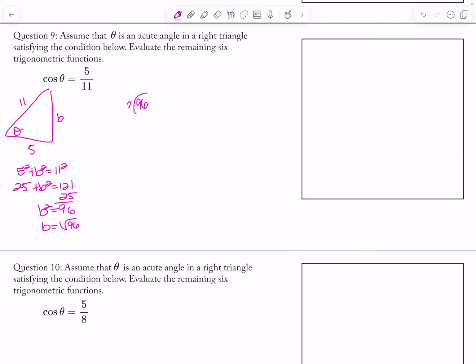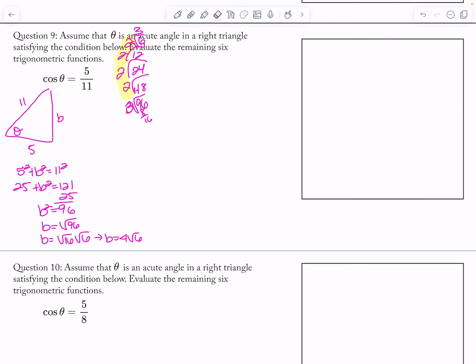So 96 is divisible by 2. Well, it's also divisible by 3 too. So 4, 8, 16, 8, 2, and 24. 2 and 12, 2 and 6, 2 and 3. So then b is equal to root 16 times root 6. So b is 4 root 6.